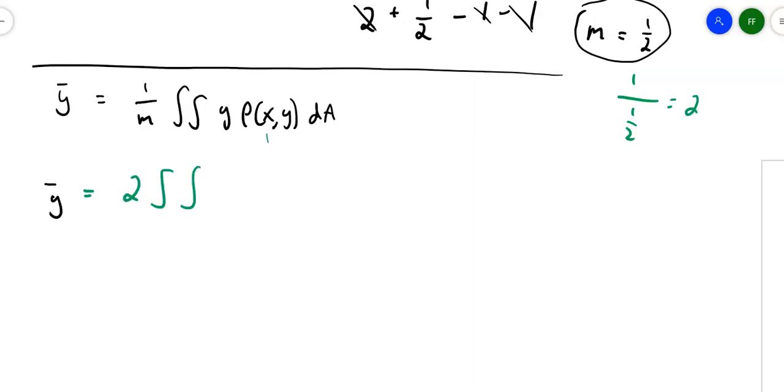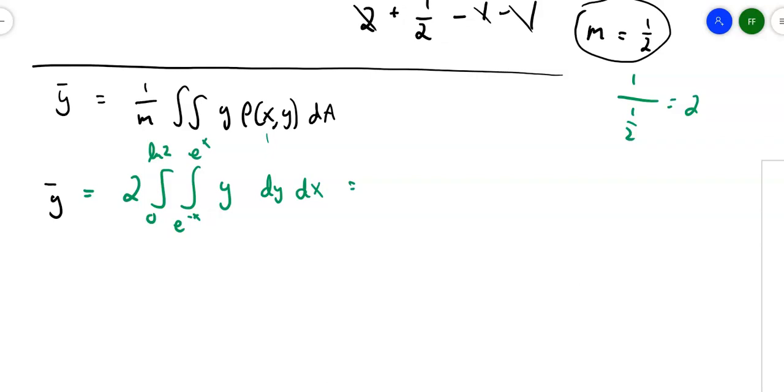We said the density was 1, so I'll get y times 1. And then let's do dy dx. More complicated one first. So e to the negative x is the lower limit. E to the x is the upper limit. For the x's, I go from 0 to the natural log of 2. All right.